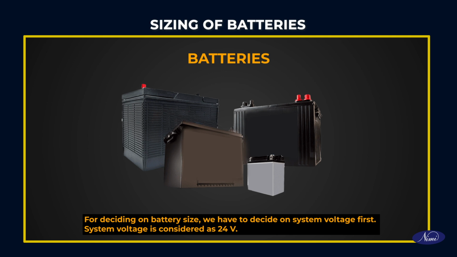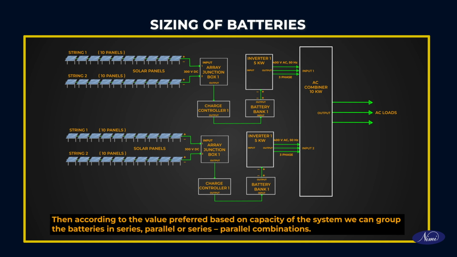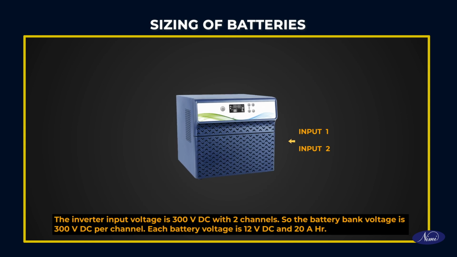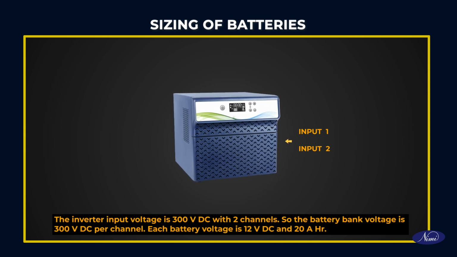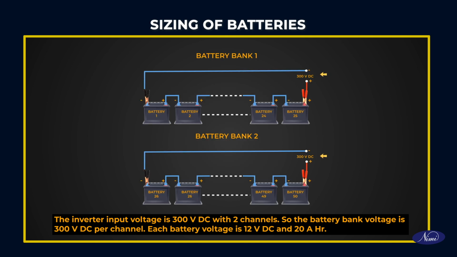Sizing of batteries. For deciding on battery size, we have to decide on system voltage first. System voltage is considered as 24 volts. The unit size of battery is 12 volts. Then, according to the value preferred based on capacity of the system, we can group the batteries in series, parallel or series-parallel combinations. The inverter input voltage is 300 volts DC with 2 channels. So, battery bank voltage is 300 volts DC per channel.